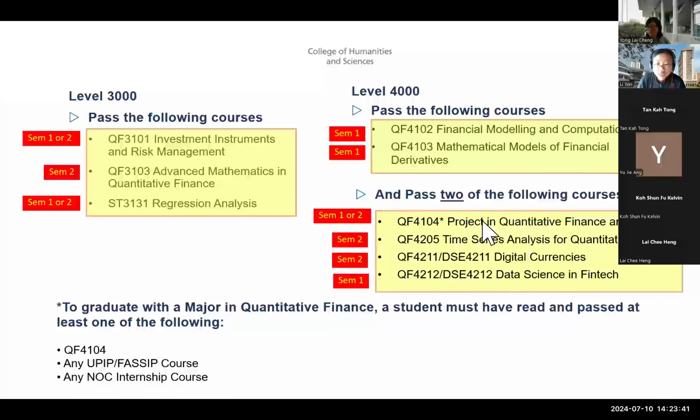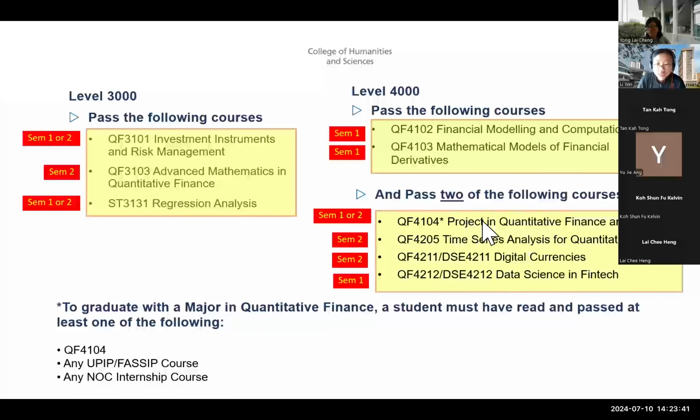The internship courses in NUS have various names, including UPIP, FASSIP, or NOC. We have several internship courses. So if you choose QF 4104 as one of your elective courses, then there is no more requirement. But if you do not choose it, then you should have done some internship by the time of your graduation.